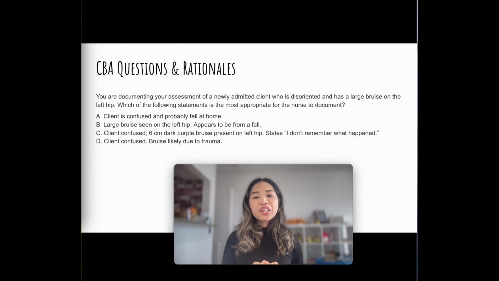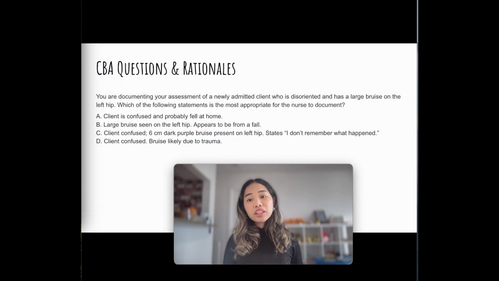Next question. You are documenting your assessment of a newly admitted client who is disoriented and has a large bruise on the left hip. Which of the following statements is the most appropriate for the nurse to document? A. Client is confused and probably fell at home. B. Large bruise seen on the left hip appears to be from a fall. Letter C. Client confused, 6 cm dark purple bruise present on left hip, states "I don't remember what happened." Or letter D. Client confused, bruise likely due to trauma.